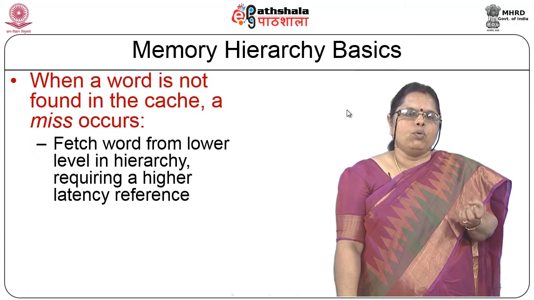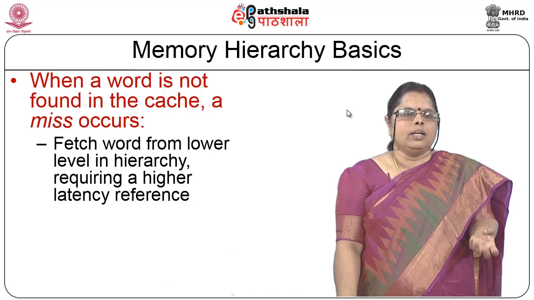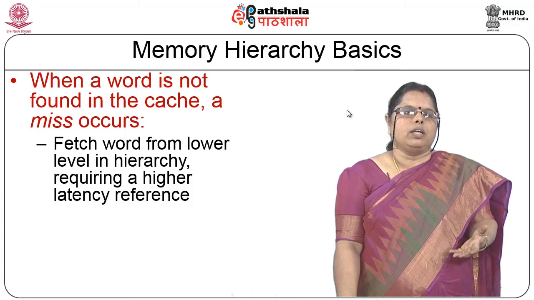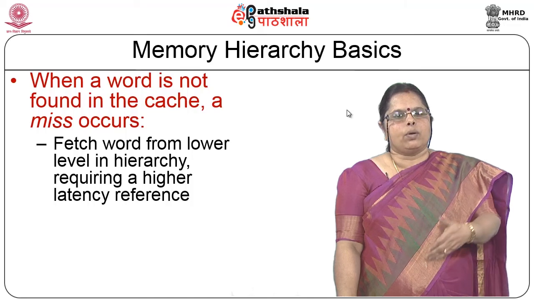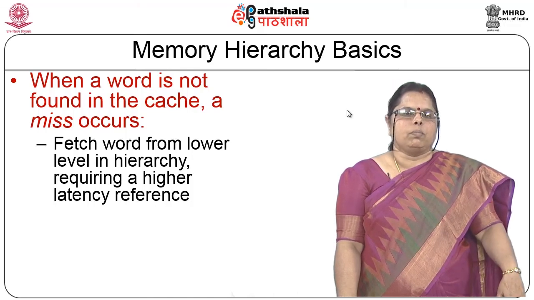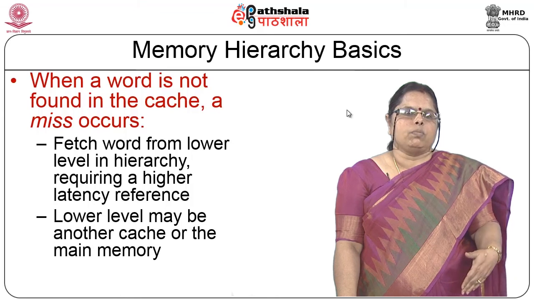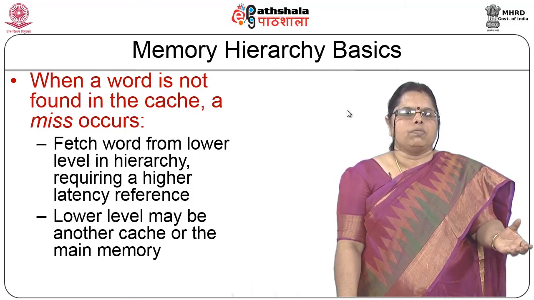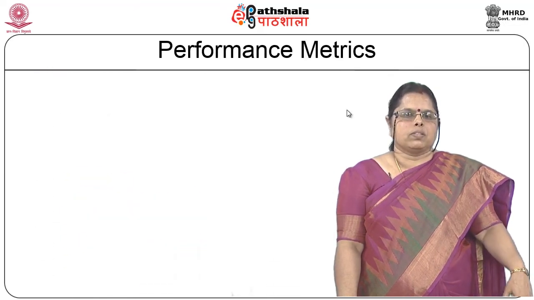So, if you find a word in a particular level of memory, it is called a hit. If it is not available in that level of memory, it is a miss. For example, if you look for a word in a cache and you find it, it is a hit, otherwise it is a miss. If it is a miss, then you try to access the word from the next level of memory, and when you access it, you do not bring that word alone. Along with that, you bring in a block of data, so that you are trying to exploit the spatial locality of reference.